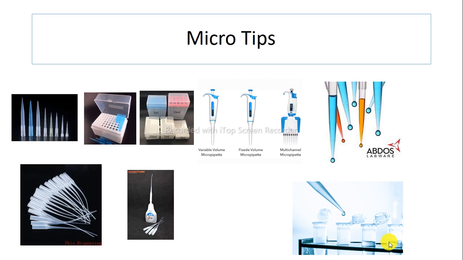Next are micro tips. These are used for pipettes. They are of different sizes, like 5 ml and 10 ml, as per the pipette size and the amount you want to retrieve. 5 ml, 200 microliter, 1 ml, and 10 microliter pipettes are available. And this is a curved-shaped micro tip. You can use it for loading your samples in gel for western blotting, because it needs the sample to fill in a particular well. So you can use this type of tip there.